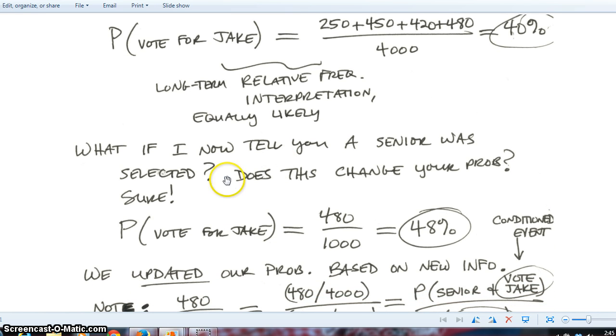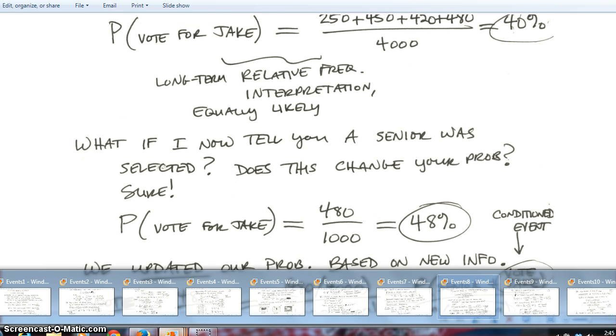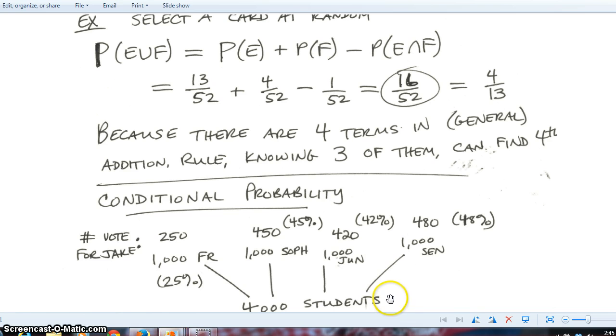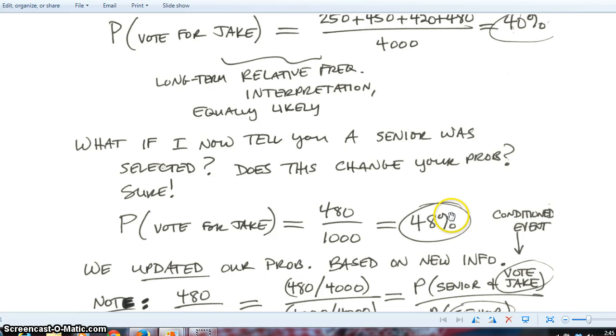Because now, let's go back and see. Now we're only looking at the seniors. You know it's a senior. And among the seniors, 48% are going to vote for Jake, not the 40% of the entire student body. In other words, the probability now that the student is going to vote for Jake is 480 out of 1,000, or 48%.